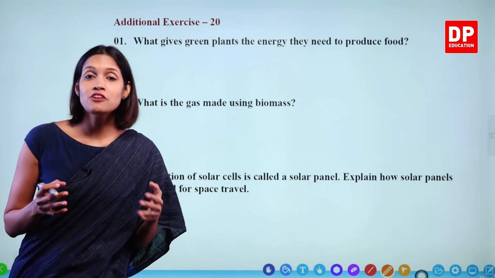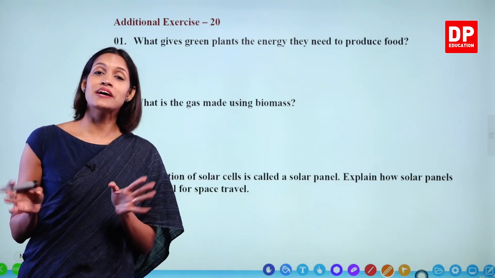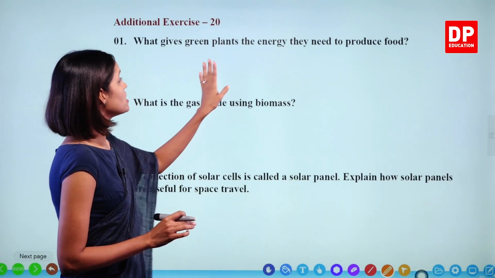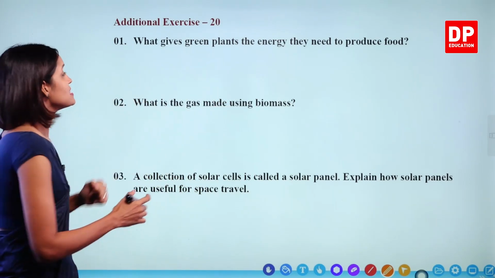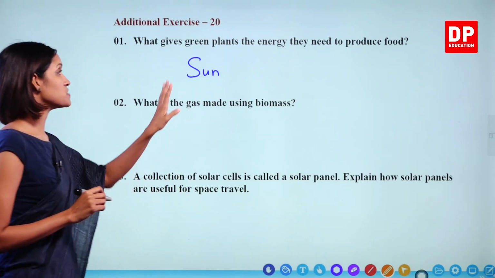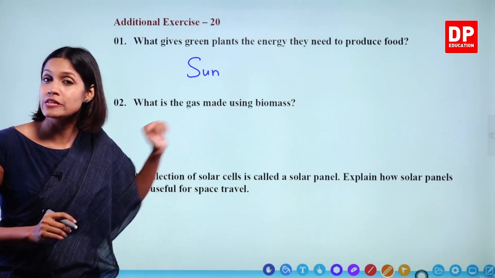So the energy needed for the whole process is given by the sun. Okay, so what gives green plants the energy they need to produce food? That is sun. That is why the photosynthesis process takes place only during the daytime.